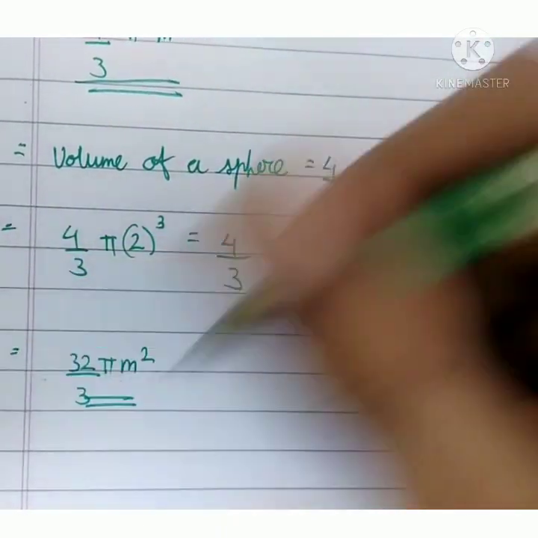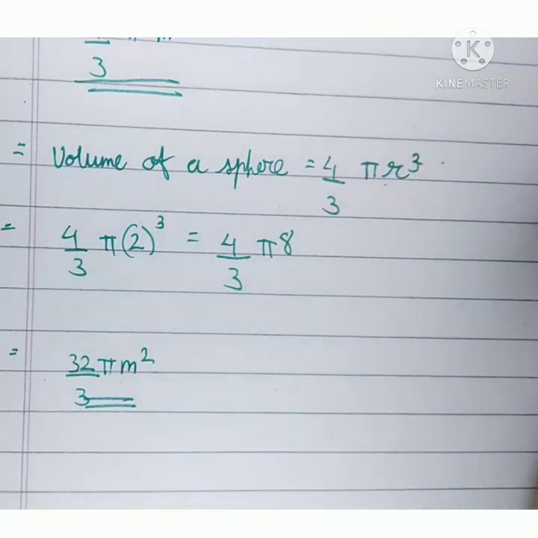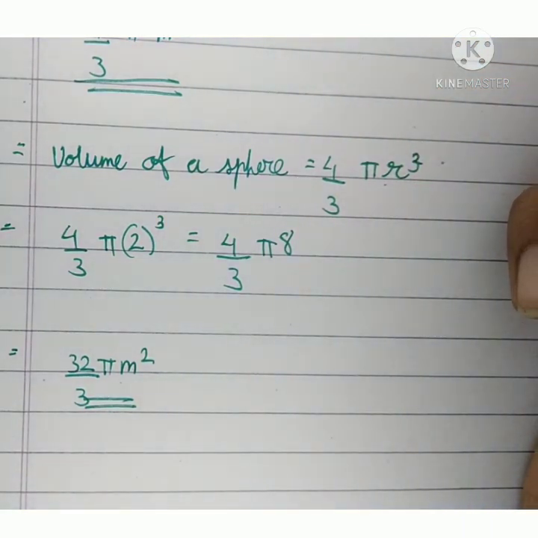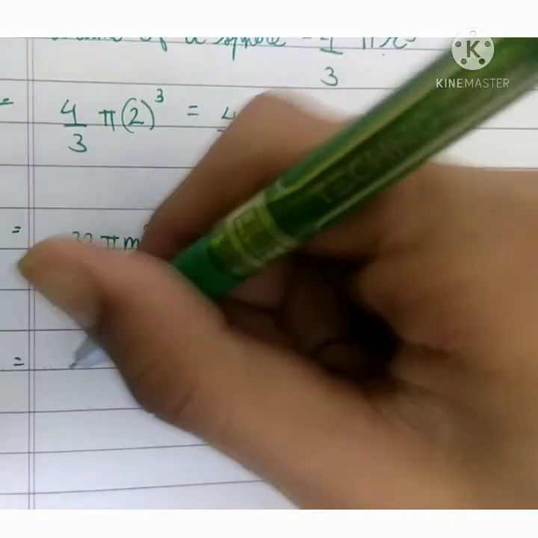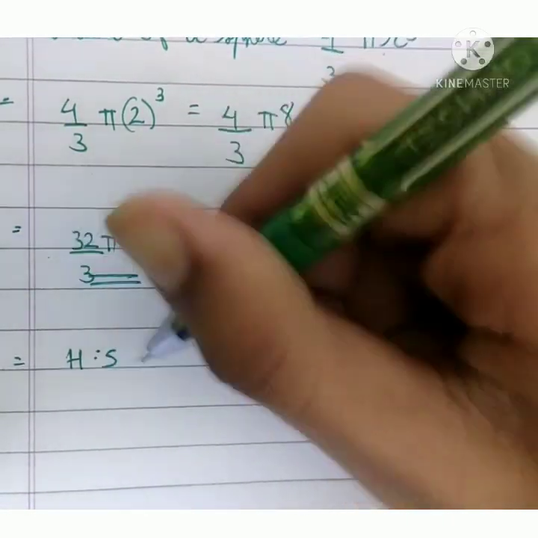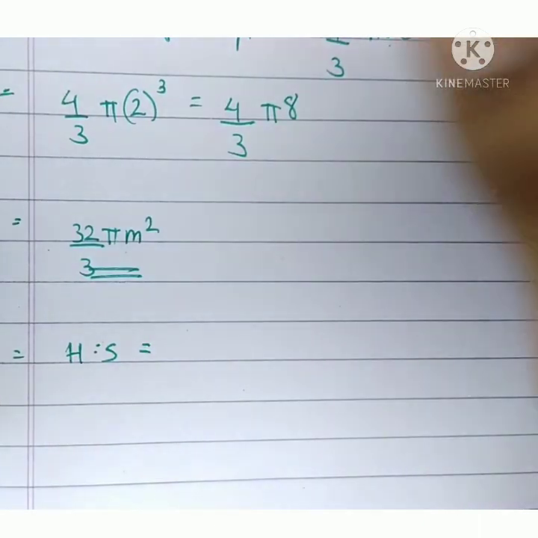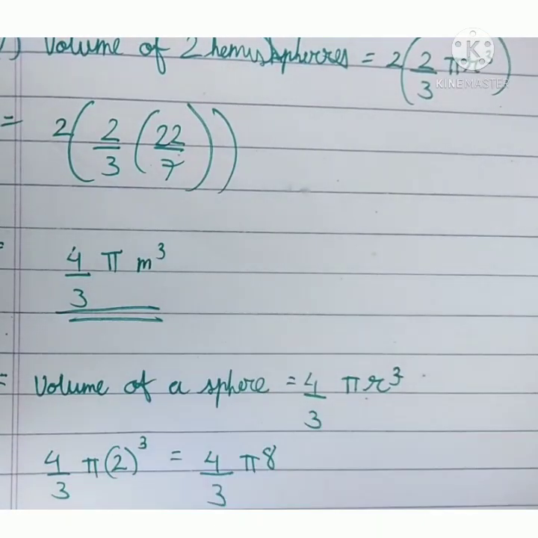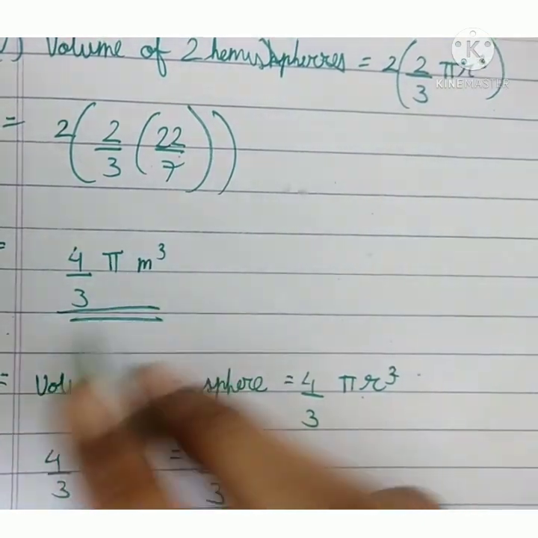I have to find the ratio. I have to find the ratio of what to what? I have to find the ratio of two hemispheres to the sphere, I think so. Okay, it is like a question. So what is the volume of a hemisphere? 4/3 pi.